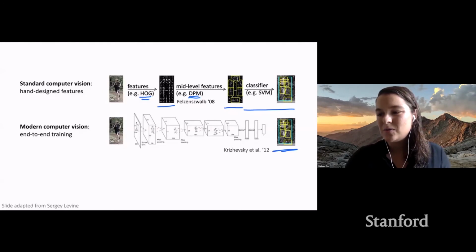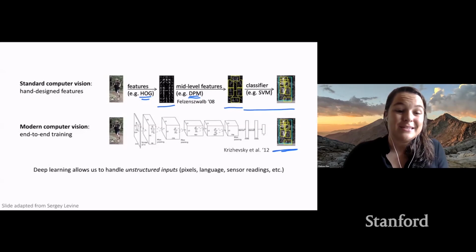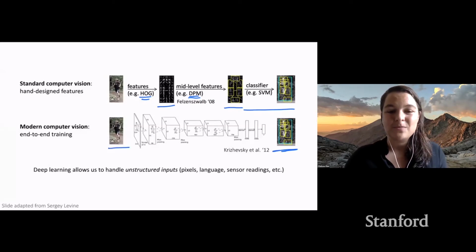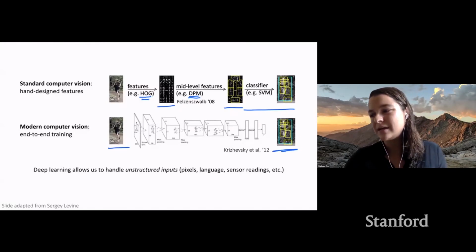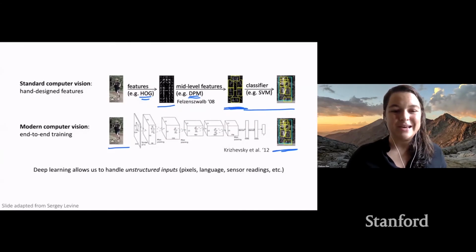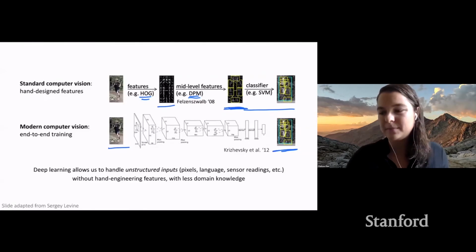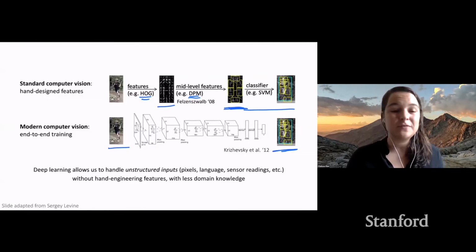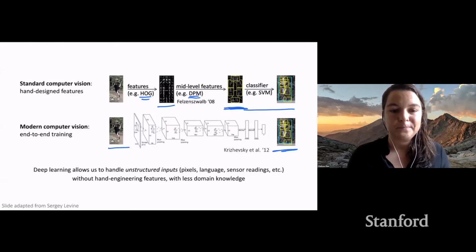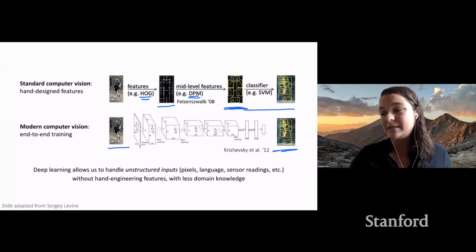So one of the things that this does is deep learning essentially allows us to handle whatever inputs we want, whether it be pixels, language, sensor readings, etc., rather than handling a low-dimensional process representation. And as a result, it's a very general purpose toolbox for allowing us to process a wide variety of inputs without having to hand engineer features, without a ton of domain knowledge about a particular area. So this allows us to apply these techniques much more broadly.